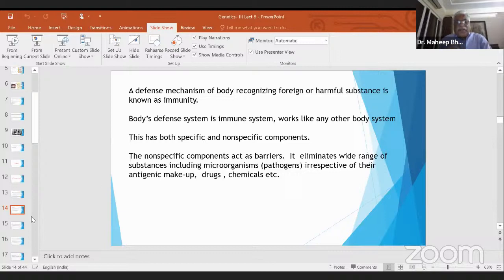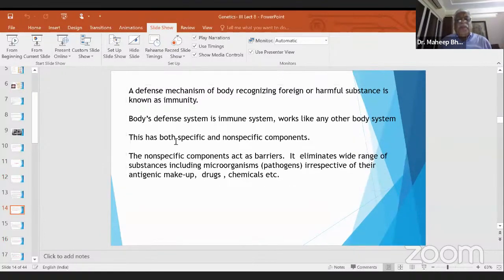Our skin and the production of sweat on the skin is one, the saliva secreted in our mouth is second, the acid produced in our stomach is third, hairs present in our entire body is the fourth, then the secretions in our ears and secretions in our eyes. They are all non-specific components and act as a barrier. They are the first barriers which eliminate a wide range of substances, including microorganisms, which try to enter into our body.